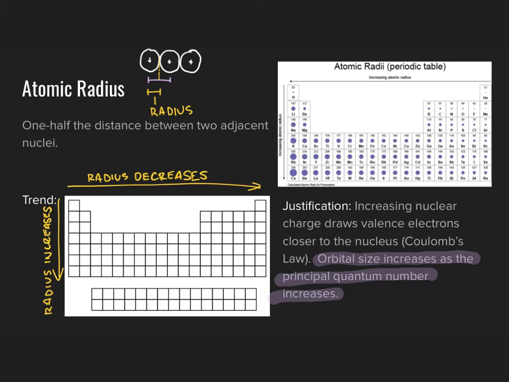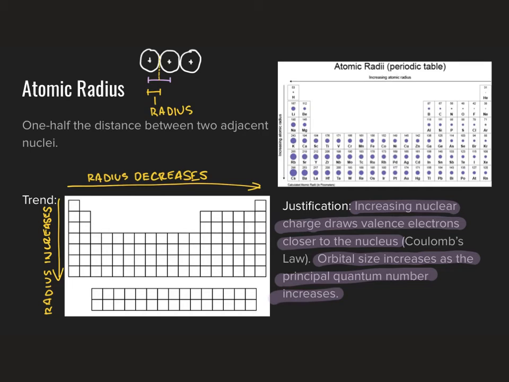And as the nuclear charge increases, as we add more and more protons, the force exerted on that electron cloud increases as well, because if we remember back to Coulomb's law, there is a direct relationship between the magnitude of the charge and the force of attraction or repulsion. So we can justify that the reason the radius tends to decrease as we move to the right across the periodic table is the increasing nuclear charge, which draws the electrons in the electron cloud closer to the nucleus according to Coulomb's law.